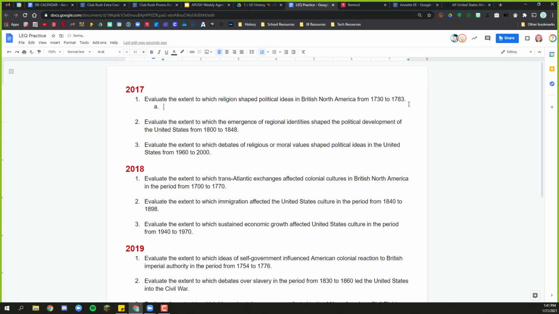Alright, so we need context first. Evaluate the extent to which religion shaped political ideas in British North America from 1730 to 1783. Okay, well that's the time period of the First Great Awakening. Which again is why I said don't freak out, because there's a lot of stuff you just have to know. I know that. That's when the First Great Awakening is. I cannot talk about that in my context though.